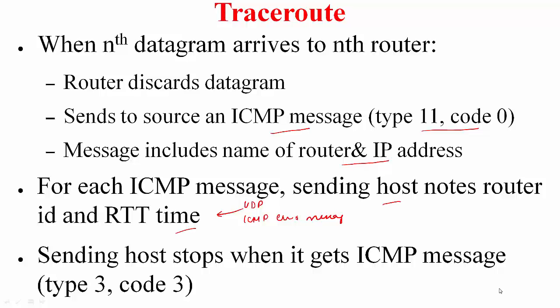As mentioned, this packet finally reaches the host, and the host is then going to generate an ICMP message of type 3 code 3 to indicate that this destination port is not valid. That is when the sender stops the generation of the UDP packets. An interesting use of ICMP.